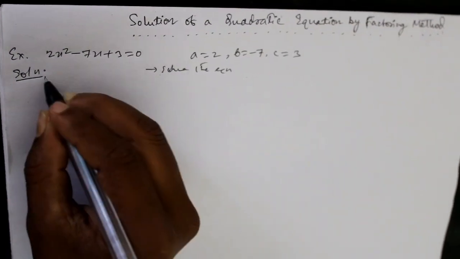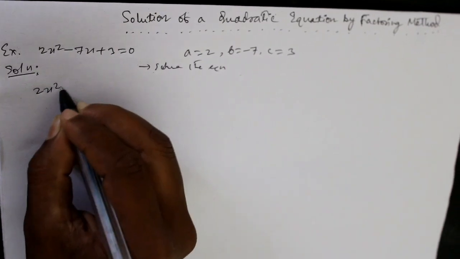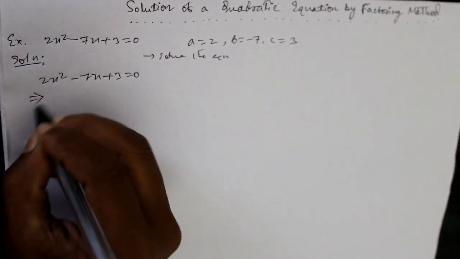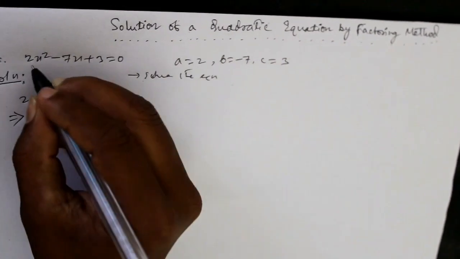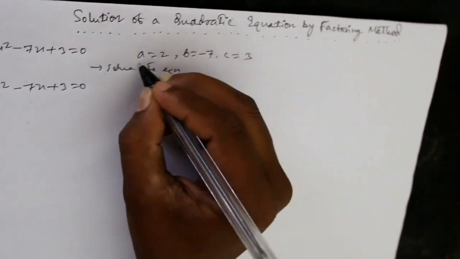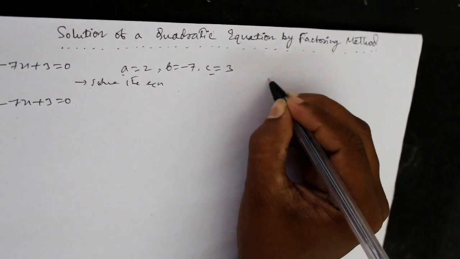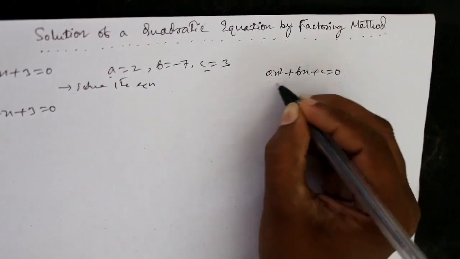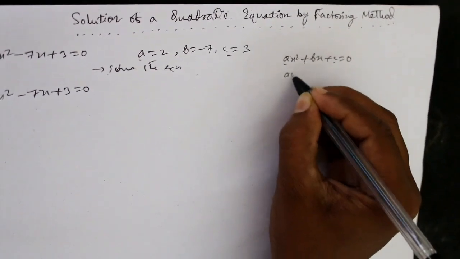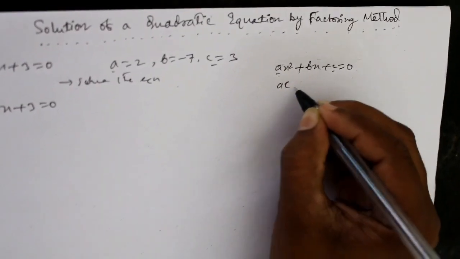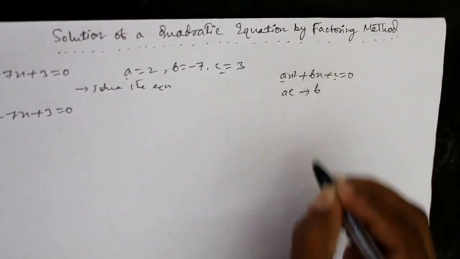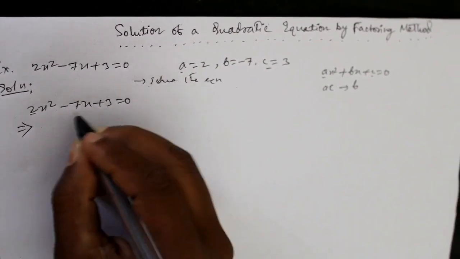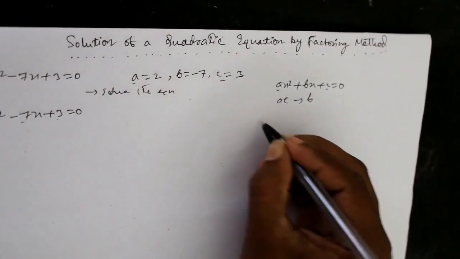Now to solve the equation, we write 2x squared minus 7x plus 3 is equal to 0. Now our main task is to multiply a into c. We again write the standard form ax squared plus bx plus c is equal to 0. This a and c is multiplied and the factors of ac are used to get b. Let us illustrate it through the example. Here a is 2, b is minus 7 and c is 3. Therefore a into c is 6.